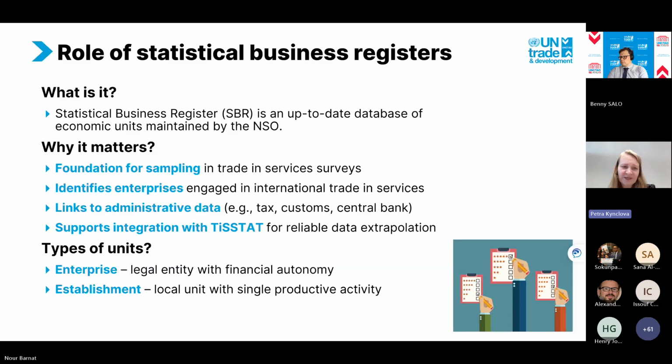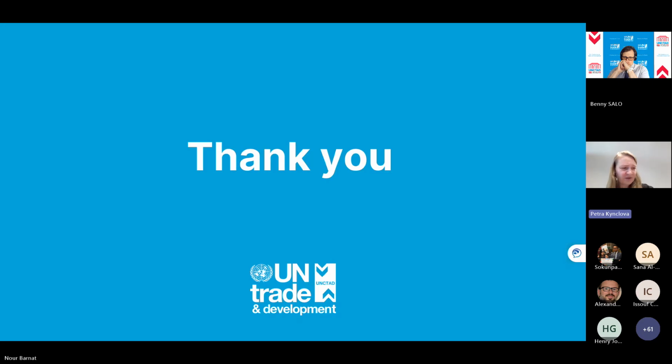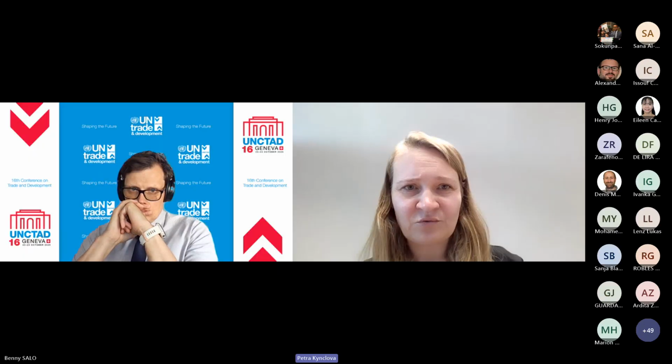We can have different types of unit, just to distinguish between enterprise and establishments. Enterprises are legal entities with financial autonomy, but it can also be based on establishments as a local unit with a single productive activity. Thank you. That is all from my side, and I would like to hand back to Nour.